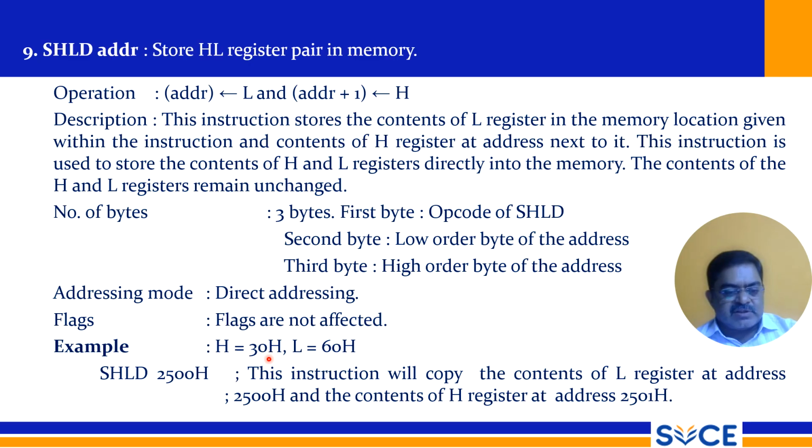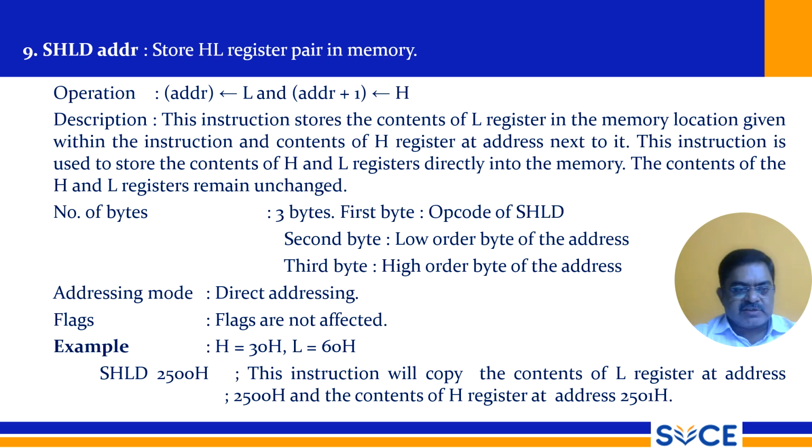For example, H is having 30 and L is having 60, and SHLD 2500. The instruction will copy the contents of the L register at address 2500H and the contents of the H register at address 2501H. This is how the data will be stored from the HL register pair. This is the direct addressing mode and no flags are affected. So this is a special type of instruction, SHLD.